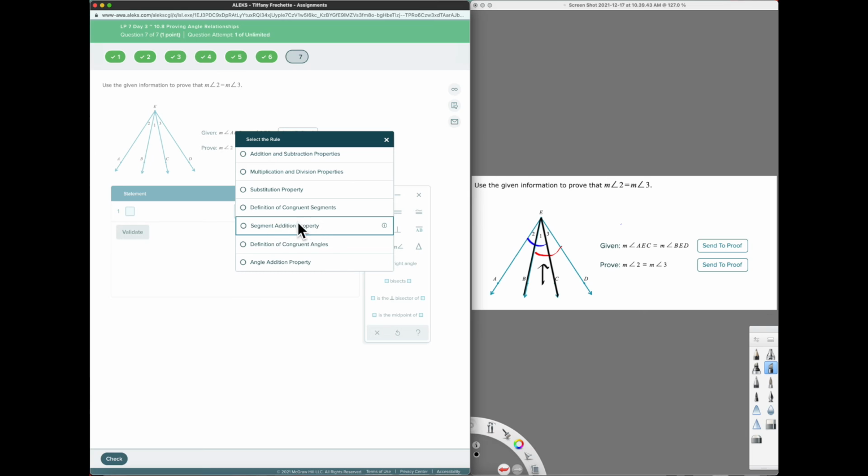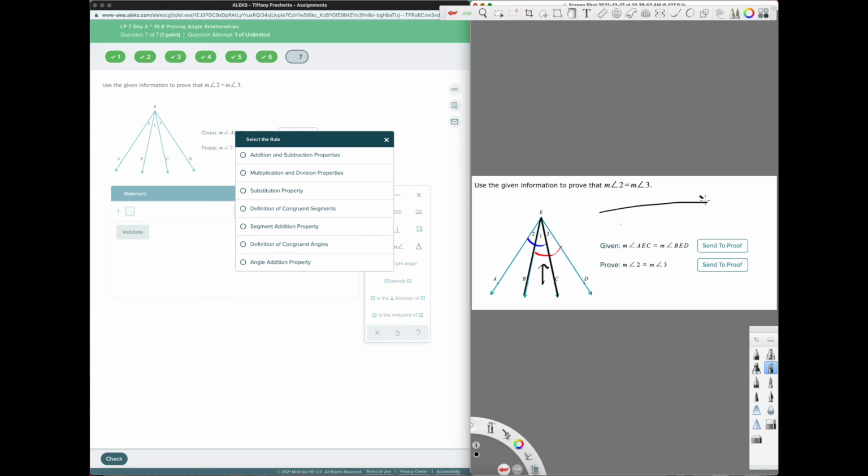For congruent segments, the segment addition property means, if I have a segment like this, and then there's another point somewhere in the middle, I can add the two pieces together to get the entire segment. So if I know that this is 9 and this is 5, I can add it together and I get 14.